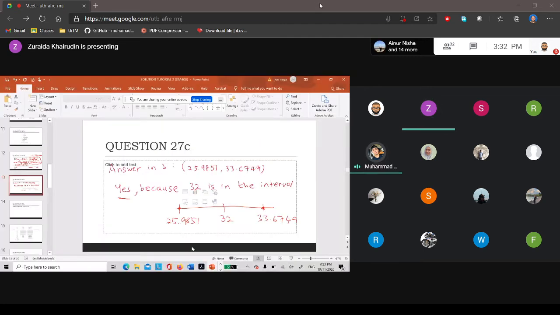Just answer like that. You don't have to show the number line. This is just to explain to you why I say it is in the interval. Yes, just answer like that.